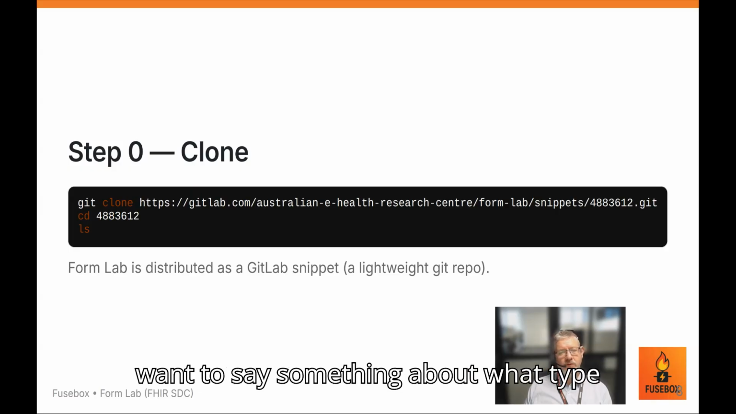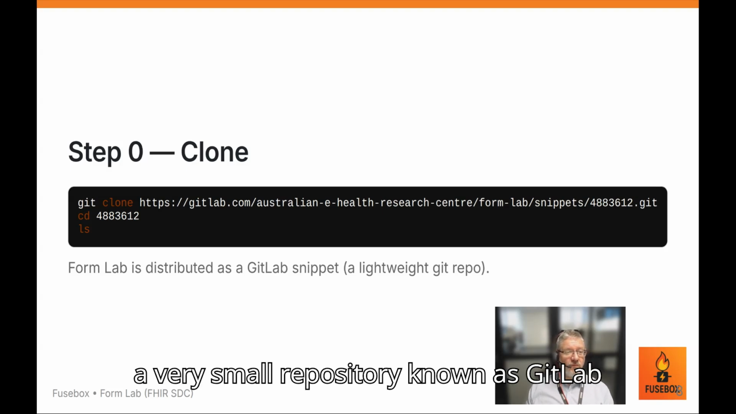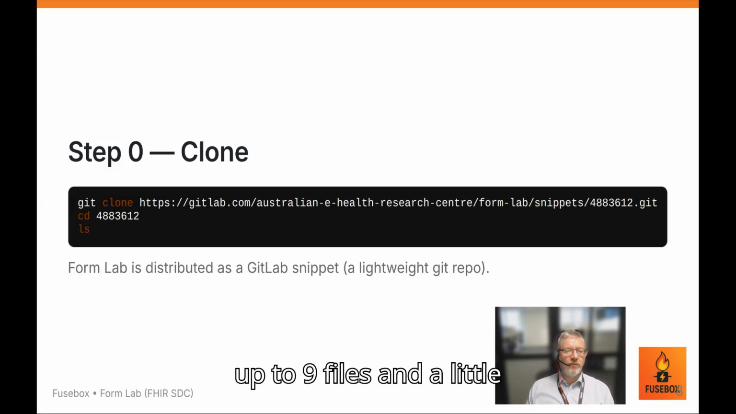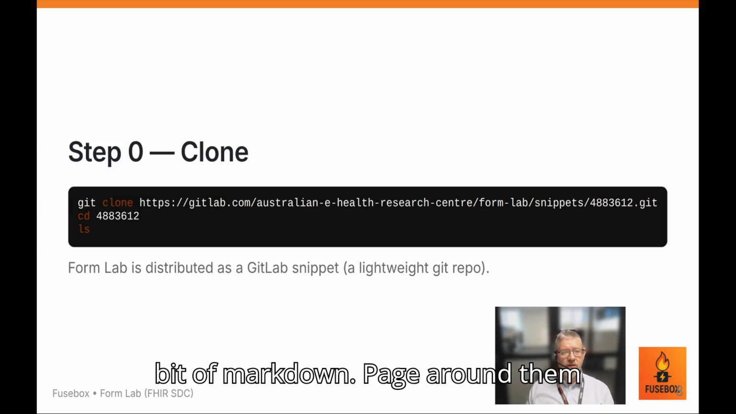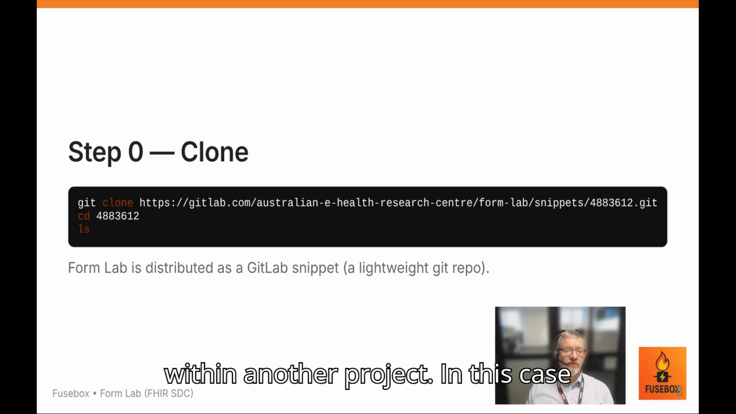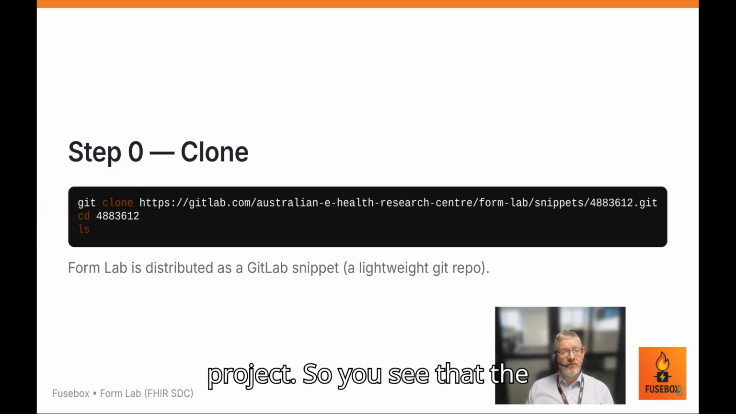Before we do that, I want to say something about what type of repository that is. This is a very small repository known as a GitLab snippet. Those are repositories that have up to 9 files and a little bit of a markdown page around them. They don't actually sit as a full repository, but they sit within another project. In this case, it's sitting within the FormLab project.